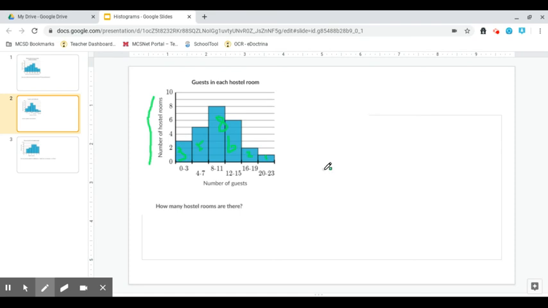Okay, so we know what's going on in this chart. So how many hotel rooms are there? So we want to know how many rooms there are. Well, there's 3 of these, 5 of these, 8 of these, 6 of these, 2 of these, and 1 of these. So we're going to add them up. 3 and 5 is 8. 8 more is 16. 16 and 6 is 22. 2 more gives you 24, and 1 more gives you 25. So all this one was asking is 25 rooms.